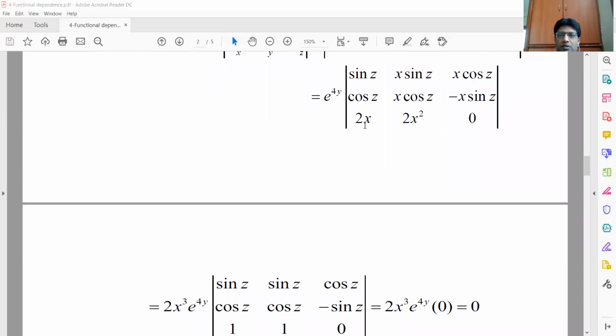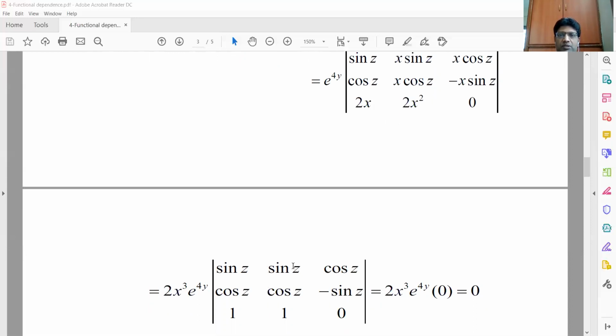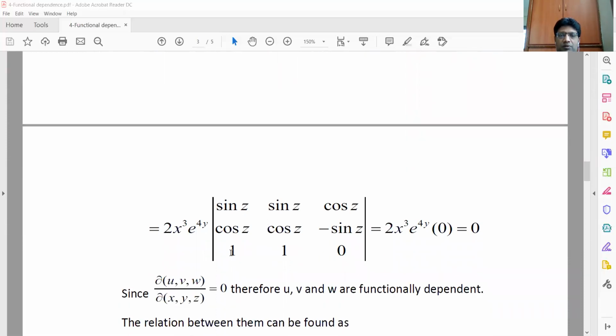So here, if you look at this column, x is coming out as common in this second column. In the third column also, x is coming out as common. So x into x becomes x square. In this row, x is coming outside, 2x. So 2x cube totally comes outside. So leftover is sin z, cos z, this one. So if you expand on this third row, clearly you will see the determinant is 0.